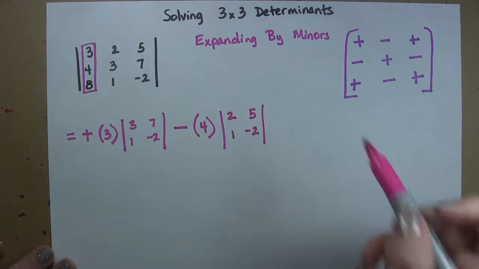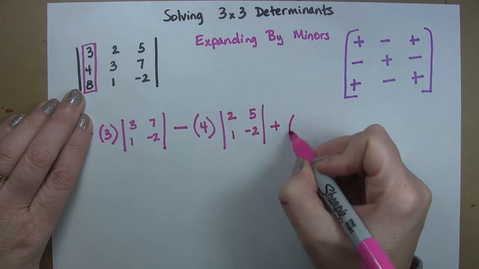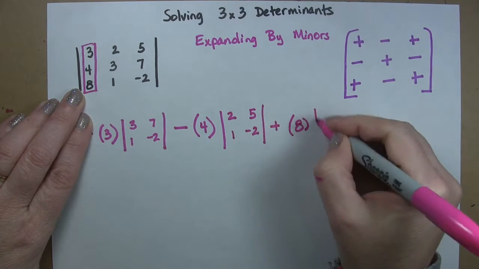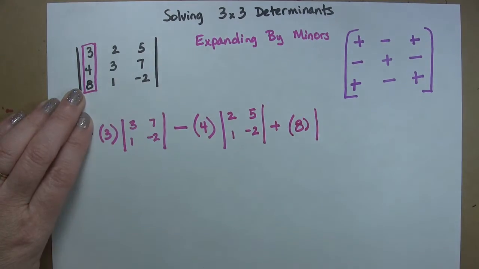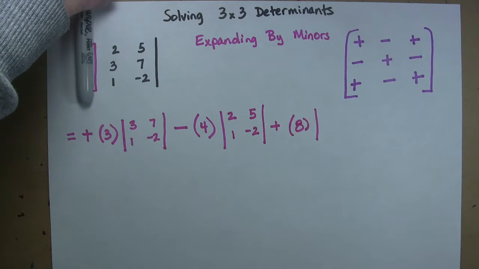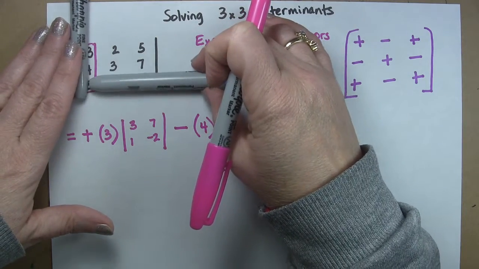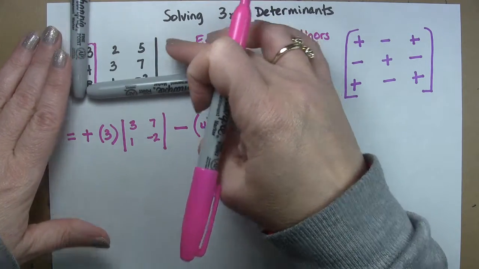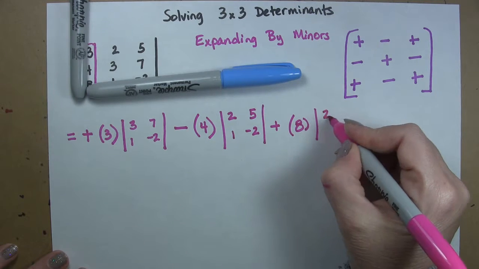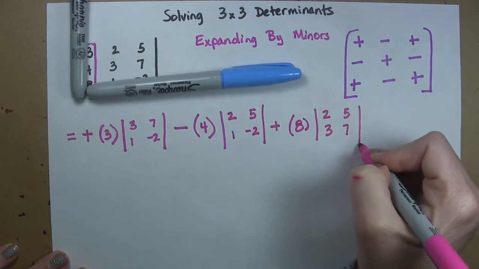Okay. Then we move to 8. 8 gets a plus sign. Then we write 8, and we are going to multiply 8 by its minor. So we will take off the row with the 8, and we will take off the column with the 8, and what's left is the minor of 8. So 2, 5, 3, and 7.